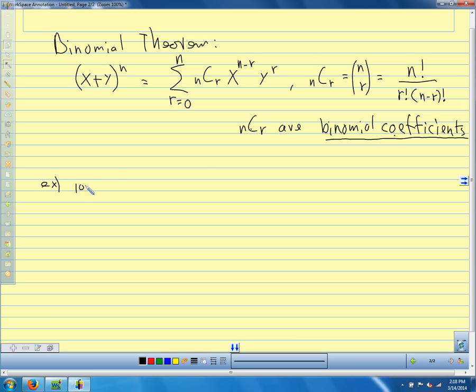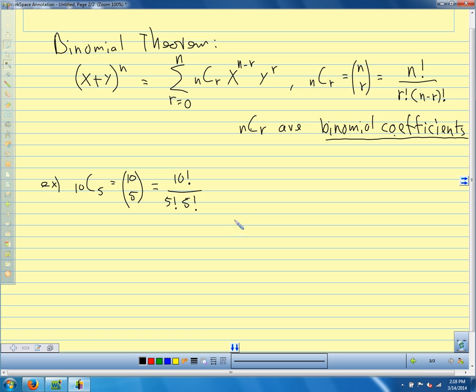So if we had 10 choose 5, and the reason I say 10 choose 5 is it turns out that the binomial coefficients are also the number of ways to arrange 5 things out of 10, the number of combinations of 5 things out of 10. And when we start talking about probability, this 10 choose 5 will come up as well. This is the same as writing 10 factorial over 5 factorial times 10 minus 5 factorial, which is 5 factorial.